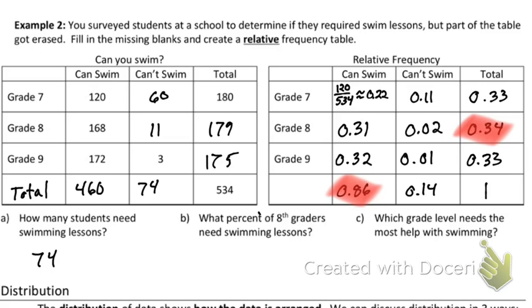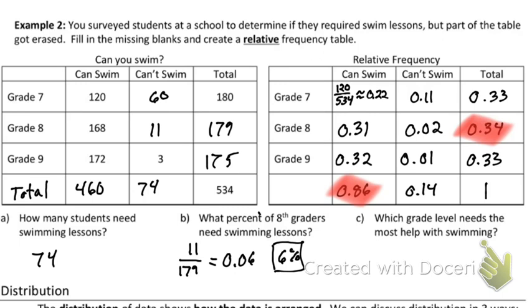What percent of 8th graders, now be careful with the question, it says what percent of 8th graders need swimming lessons? So we probably can't use our relative frequency chart. We probably have to recalculate this. Jacob, you want the second one too? Yeah, 6%. How'd you get that? You do 11 divided by 179, that comes out to about 0.06, which would be 6%. Note that we divided by the number of 8th graders because it's specifically asking 8th graders.